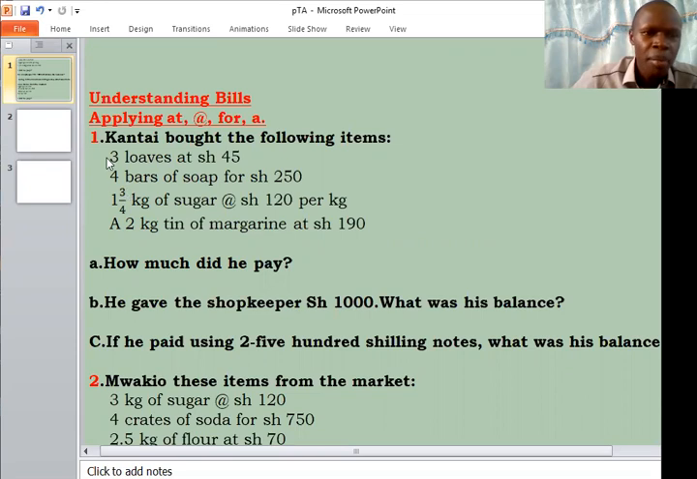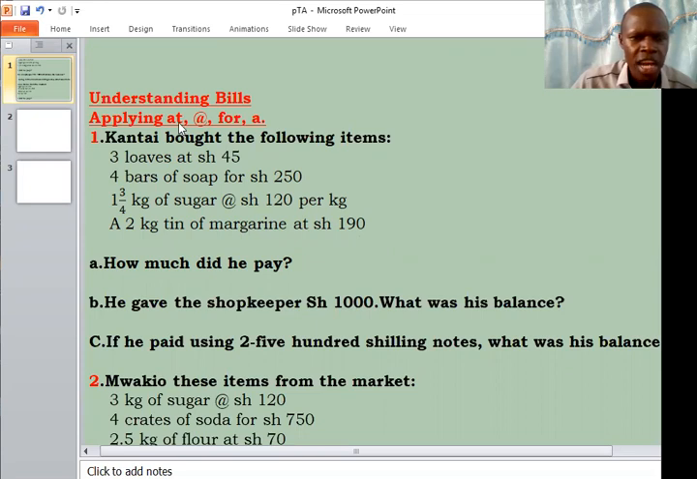Now, question number 1. We have here, try both the following items. 3 loaves of bread at 45 shillings. 4 bars of soap for 250 shillings. 1 3/4 kilogram of sugar at 120 shillings per kilogram. Then a 2 kilogram tin of margarine at 119 shillings.